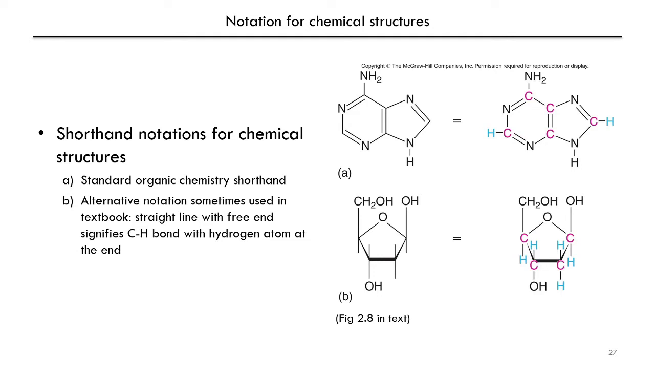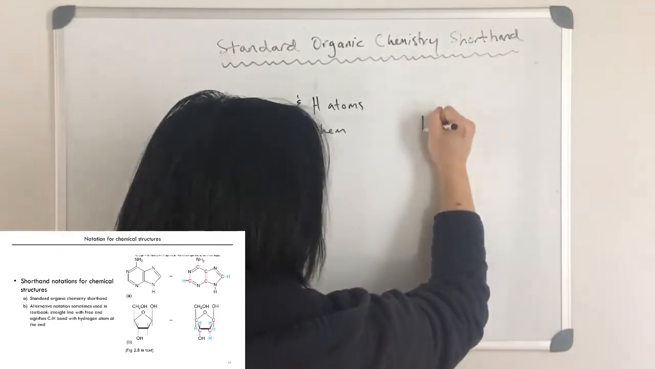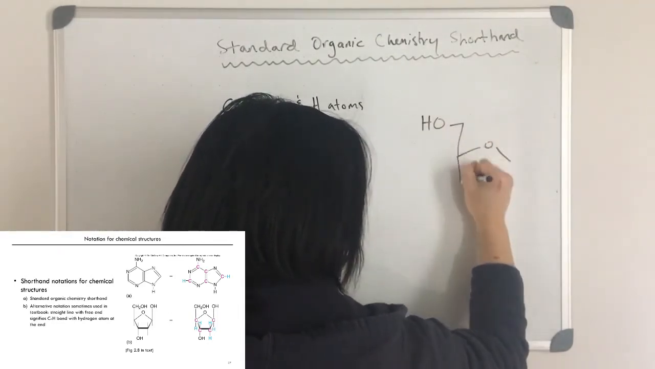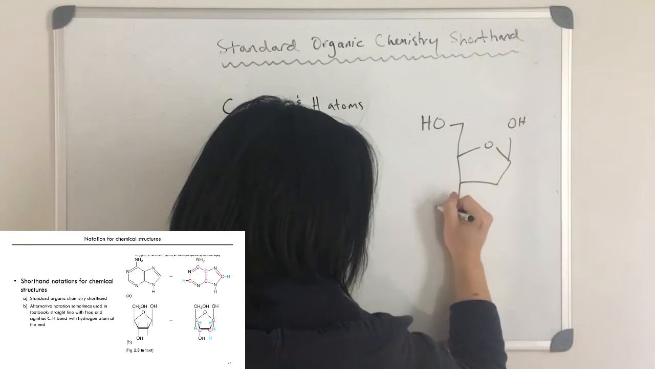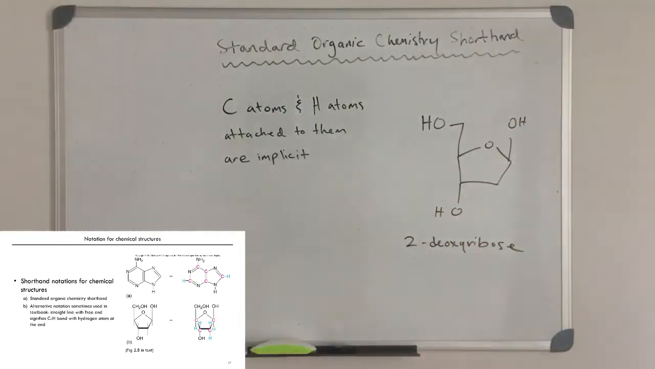The textbook also sometimes uses an alternative notation to draw sugars, which is shown in the bottom left of this figure. In this alternative notation, a straight line with a free end signifies a C-H bond with the hydrogen atom at the end. Personally, I don't particularly like this alternative shorthand, and in my own notes and drawings, I'll usually draw sugars with the standard organic chemistry shorthand, where C atoms and H atoms attached to them are implicit.